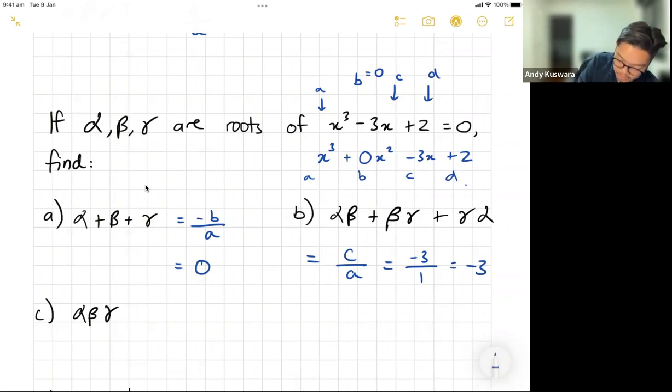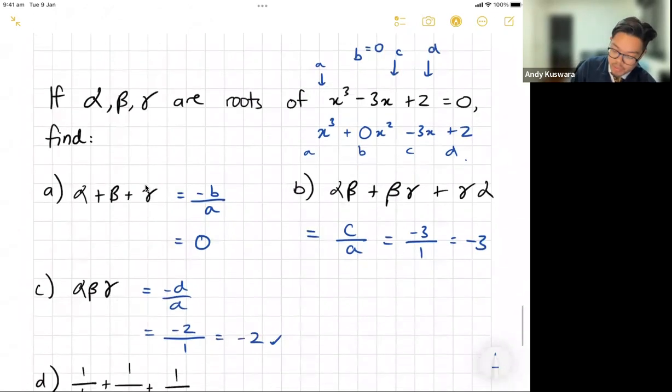Okay, if I've got alpha beta gamma, I know this is going to be negative D on A. So again, I look for what is negative D. Well, in this case, it's going to be negative 2 on A, which is 1. The answer of negative 2. So that's my alpha, beta, gamma.